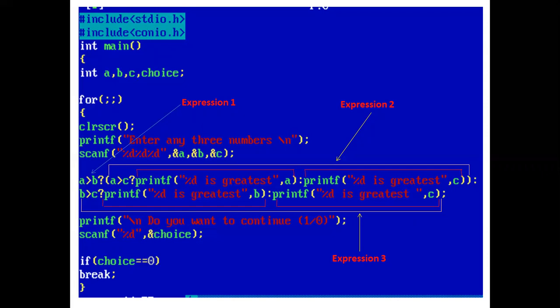Now the printf statement prints "do you want to continue? Press 1 or 0". Using scanf, the user enters the value of choice. If choice is 1, then we continue the process. And if choice is 0, then the if condition will become true and the break statement inside the if will bring the control out of the infinite for loop. And our program ends here.